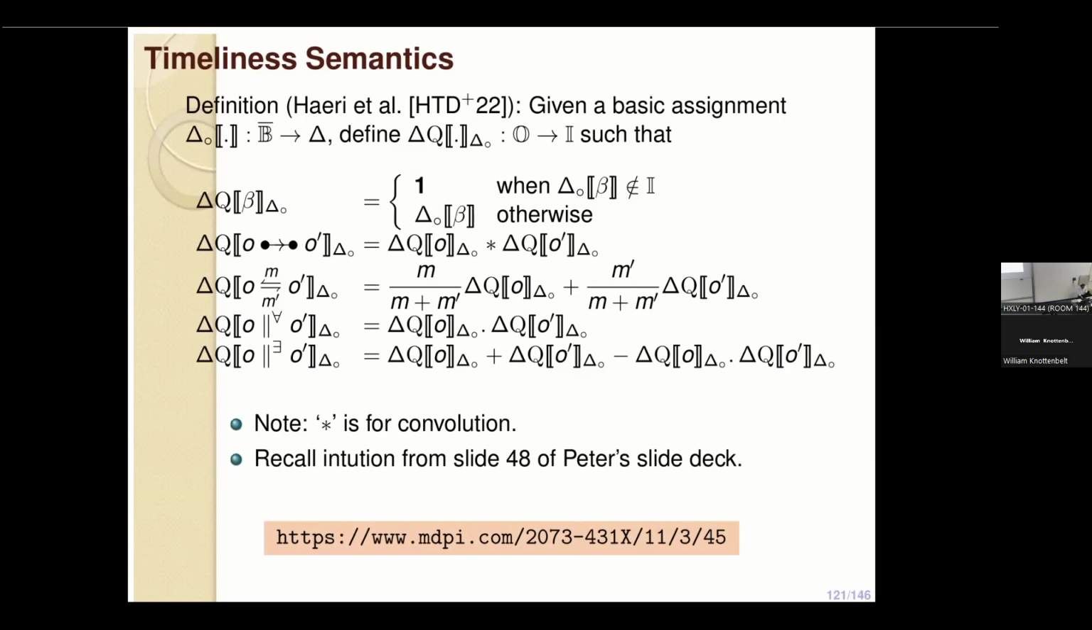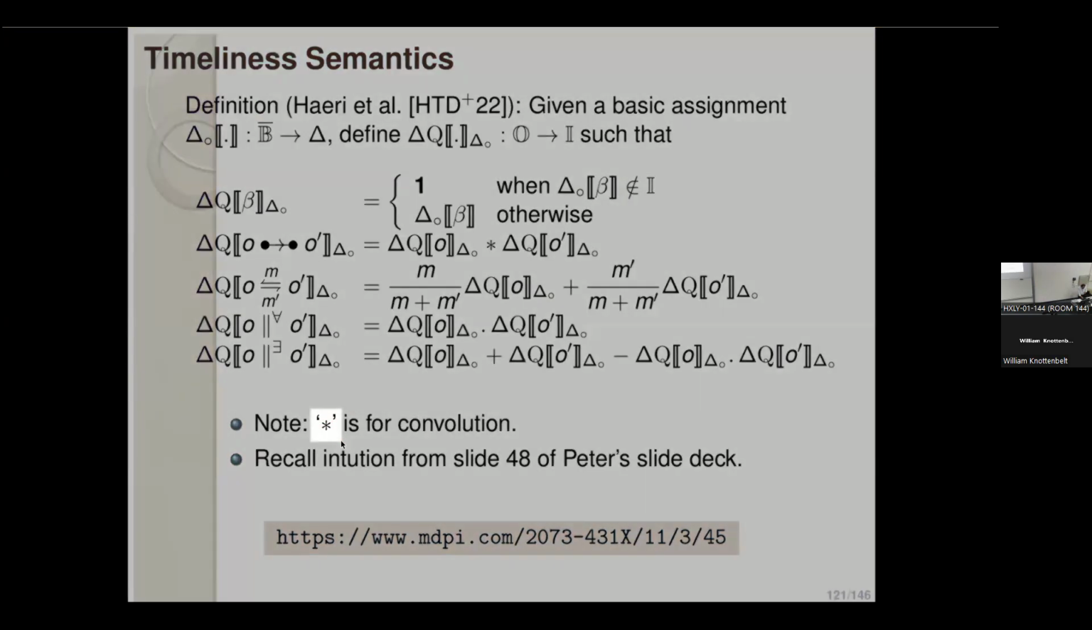A bit of a difference between this and Peter's lectures. This is the sign for convolution. We were told in one of our papers that we should use this because the other one is used for other purposes. And I would like to point out that Peter put a lot of effort into explaining the case for sequential composition, which is the one here. So that's the convolution story. He has a good number of slides on it. I'm not going to delve into that.